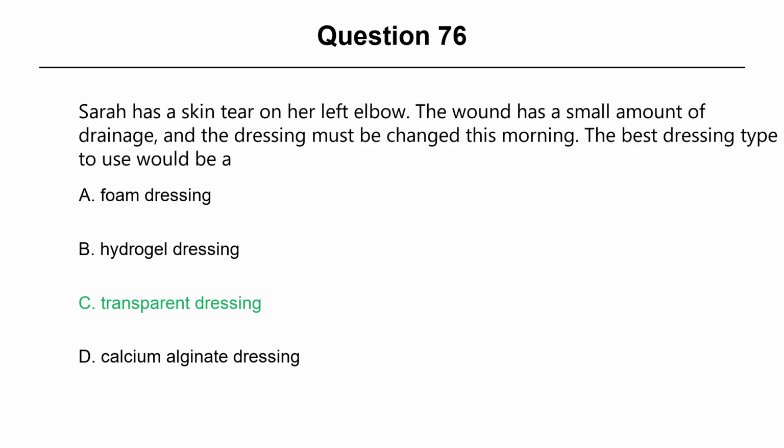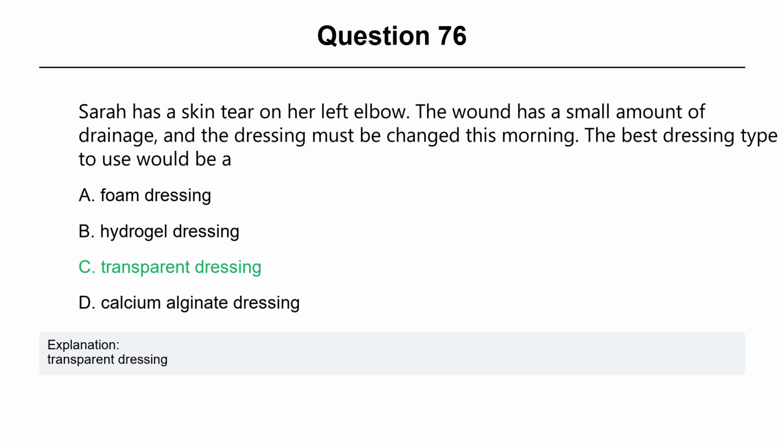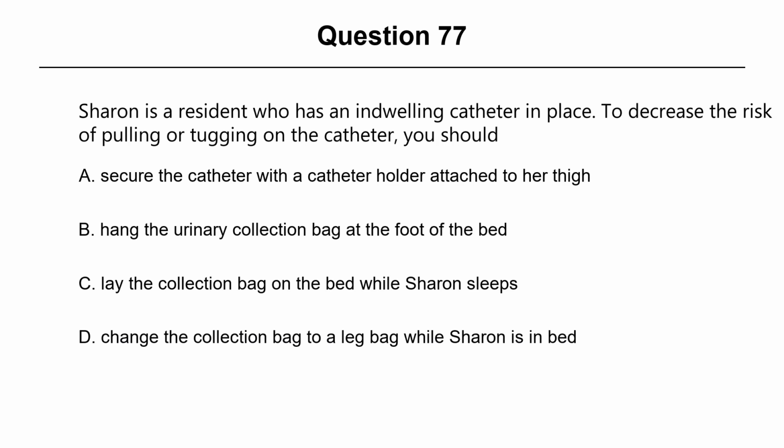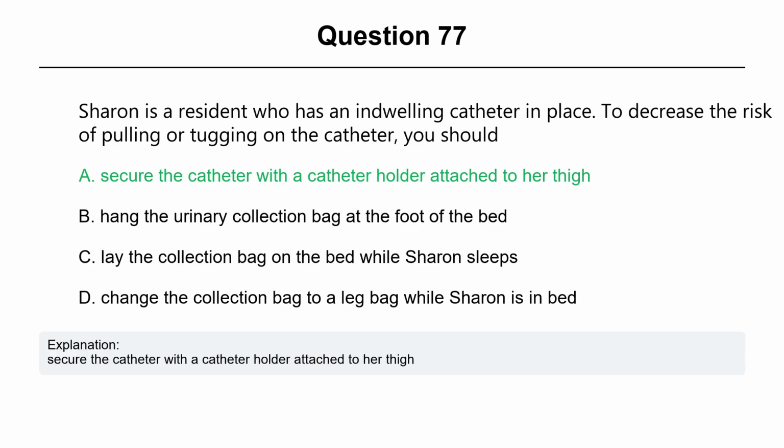The correct answer is option C, transparent dressing. Transparent dressing. Question 77. Sharon is a resident who has an indwelling catheter in place. To decrease the risk of pulling or tugging on the catheter, you should: Option A, secure the catheter with a catheter holder attached to her thigh. Option B, hang the urinary collection bag at the foot of the bed. Option C, lay the collection bag on the bed while Sharon sleeps. Option D, change the collection bag to a leg bag while Sharon is in bed. The correct answer is option A, secure the catheter with a catheter holder attached to her thigh.